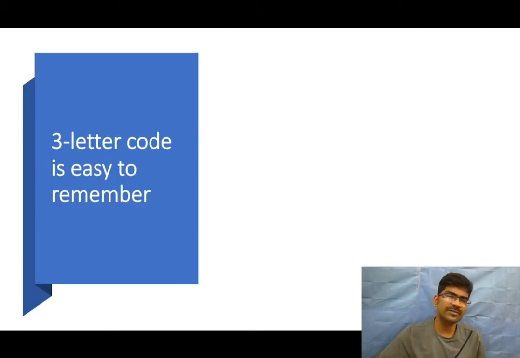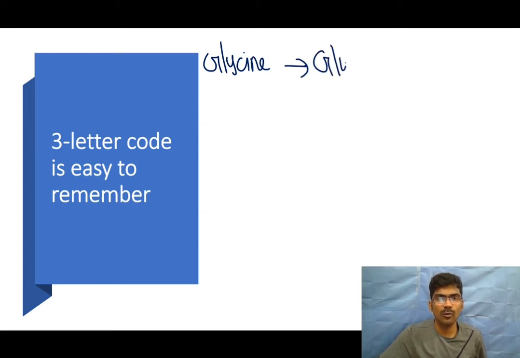So three letter code is very simple. It is just the first three letters of the amino acid. Like for glycine, it is GLY. But there are some problems.